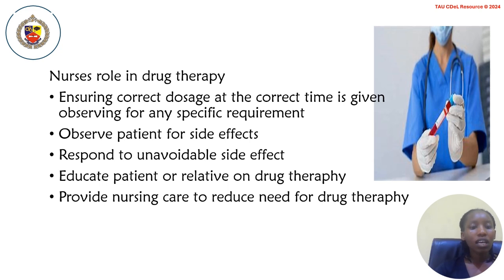What are the roles of nurses in drug therapy? A nurse ensures that the correct dosage is given at the correct time. Then they observe whether there's any specific requirement for a specific patient. They also observe for side effects and respond when there are unavoidable side effects. Then nurses are incumbent with the role of educating patients or their relatives on the need to administer drugs at the right time. Nurses also need to reduce the need for drug therapy by ensuring that patients are treated and continue to maintain good health.